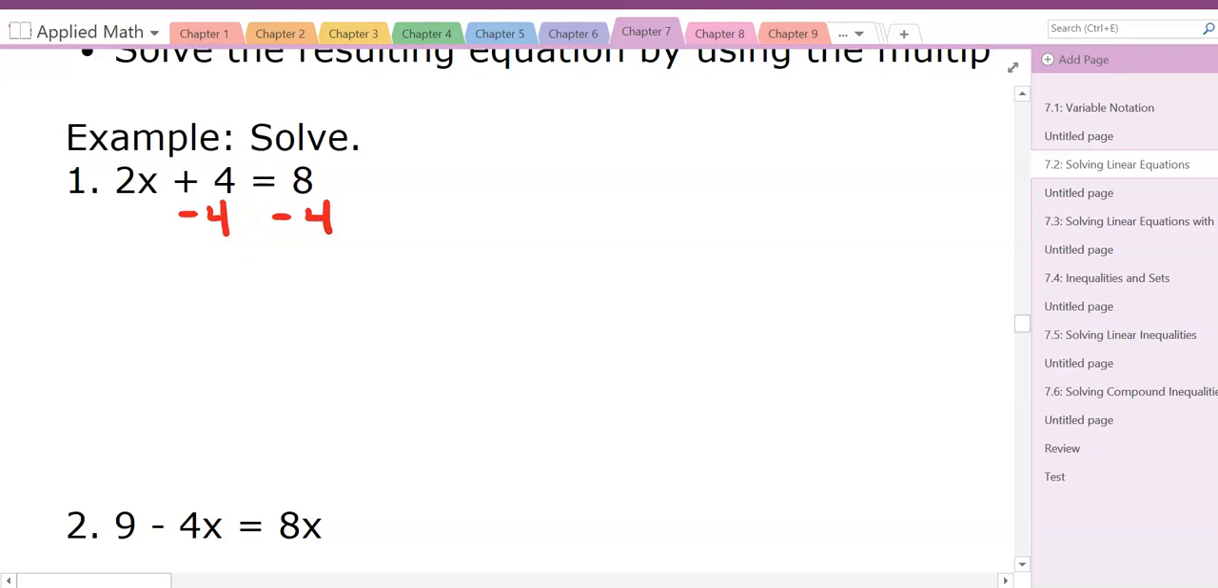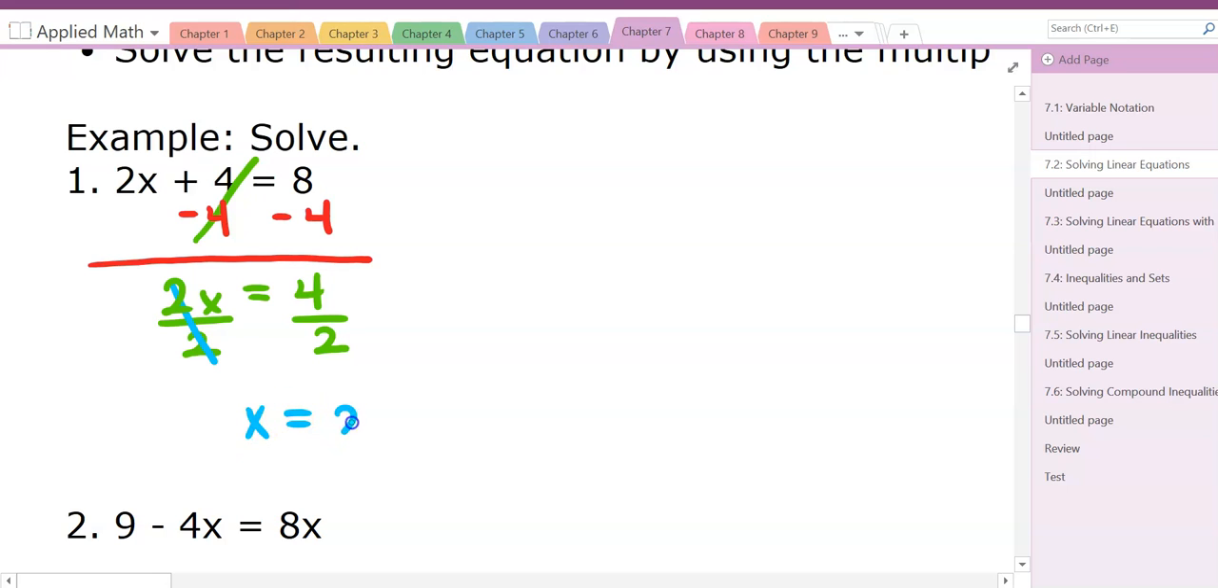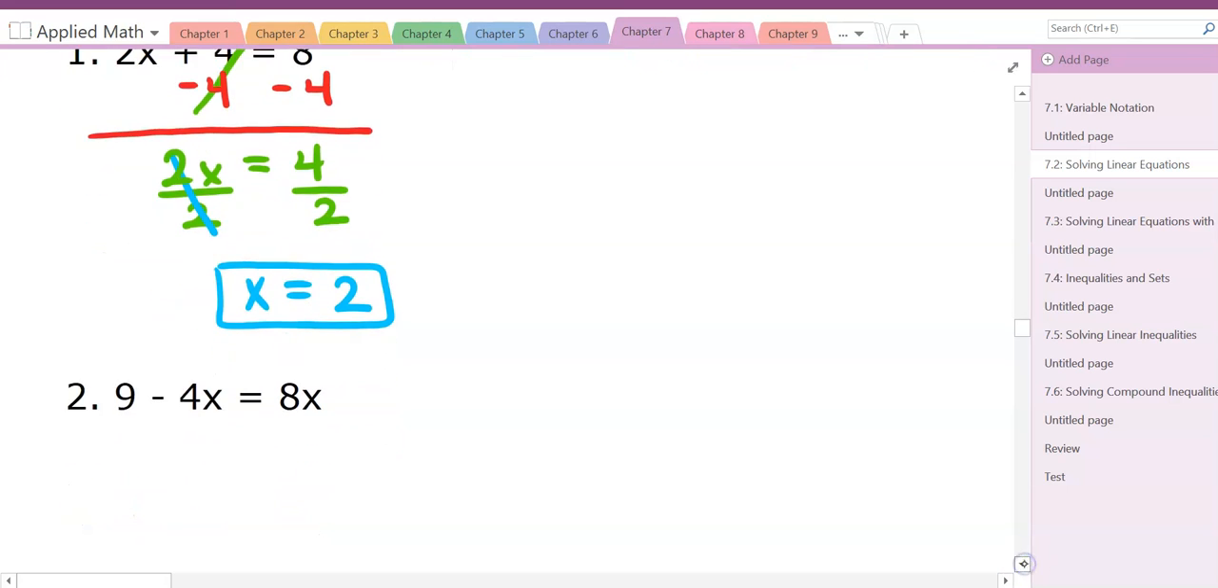You always want to move plain numbers first. So now it says 2x, and then 8 minus 4 is 4. So we have 2x equals 4. And then I'm going to divide both sides by 2. So 4 divided by 2 is going to be 2. Okay, you guys try to do number 2.